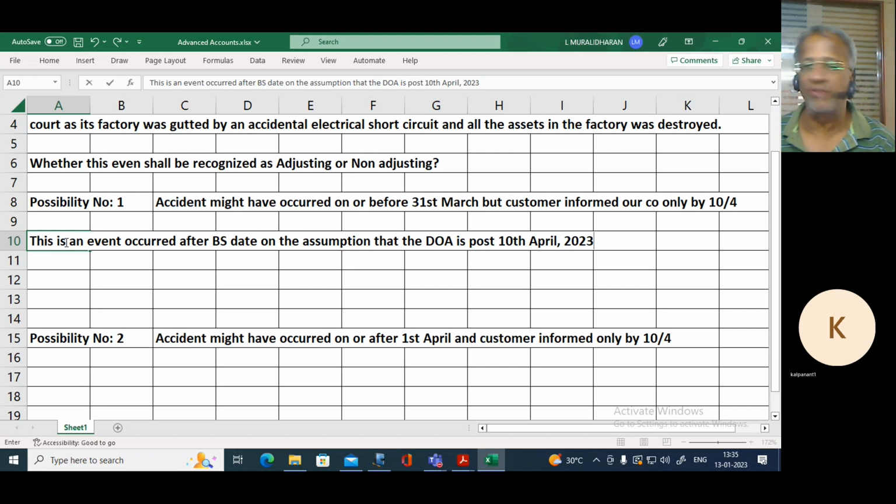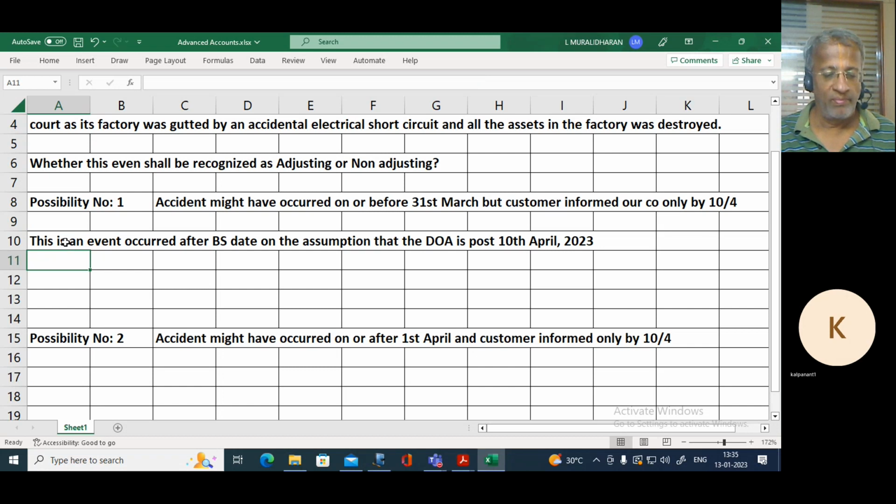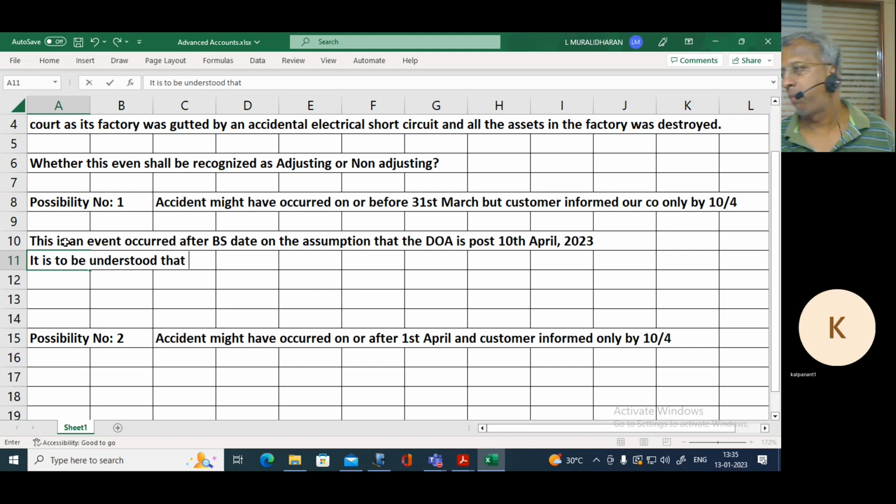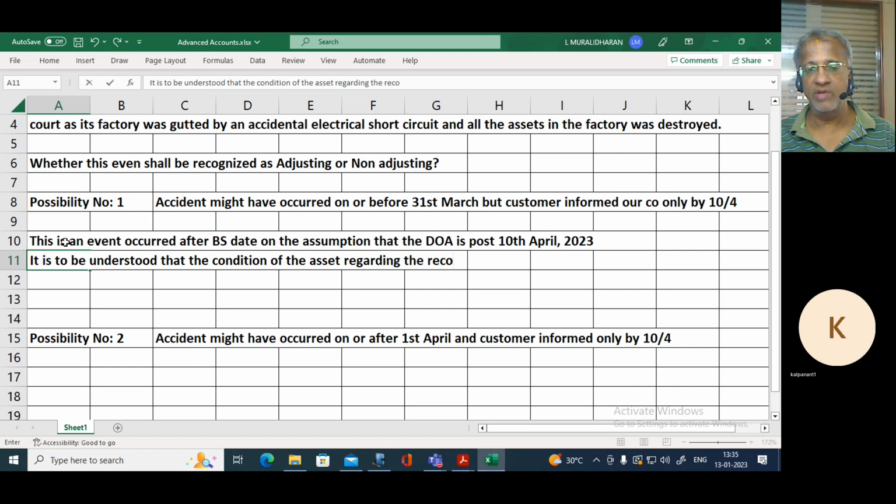We do not know. There are companies that would just finalize it even before that. I am assuming it is an event occurred after balance sheet date. So firstly, I have identified that it is an AS4 problem. It is to be understood that the condition of the asset regarding the recoverability was uncertain.